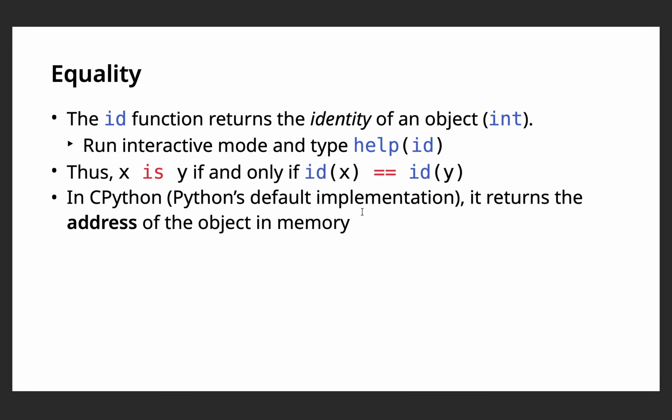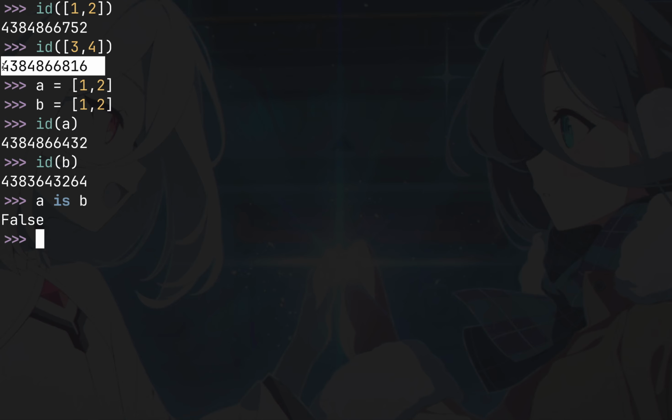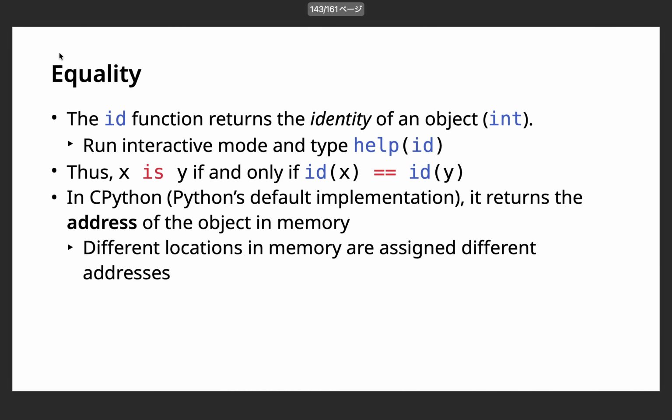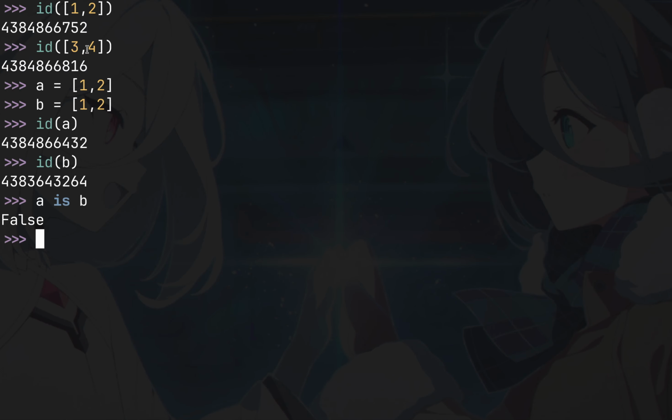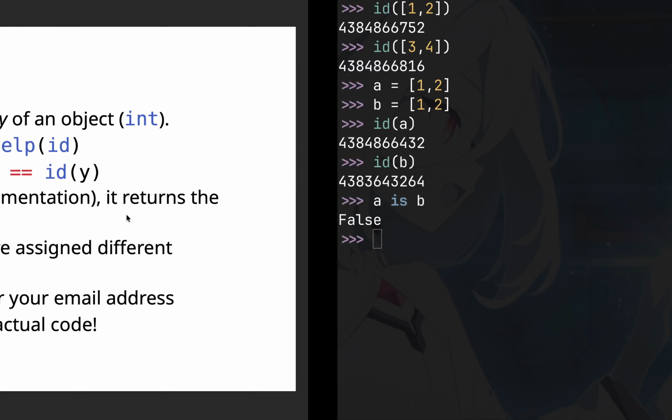So for the default implementation, which is called CPython, this id function returns the address in memory. So it's just like a house address except for your computer's values. Okay? So try not to use this that much. It's not something that you'll really need. Usually the closest that you'll get is using this is instead.